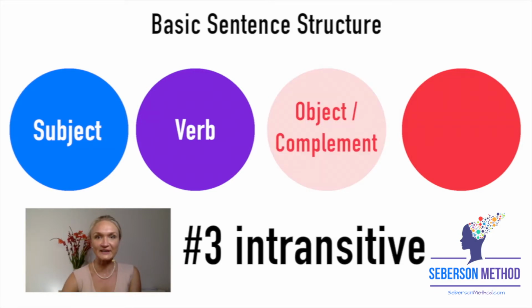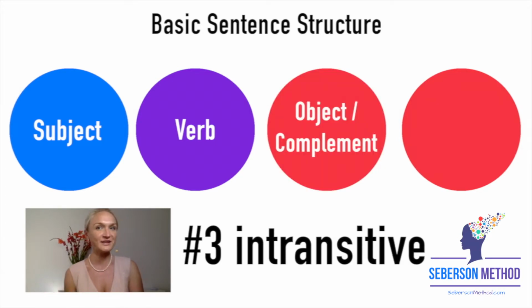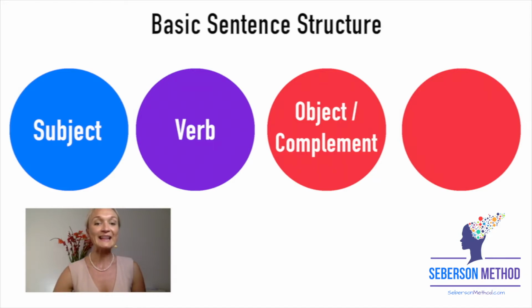As you can see here in the third slot of a basic sentence structure, we have a complement or an object. As it turns out, some verbs require an object and some verbs don't. Let me give you a few examples. "He lied in the meeting." He would be your subject. Lied would be your intransitive verb. That means there's no need for an object. And "in the meeting" would be a prepositional phrase, which is the fourth part in your basic sentence structure.